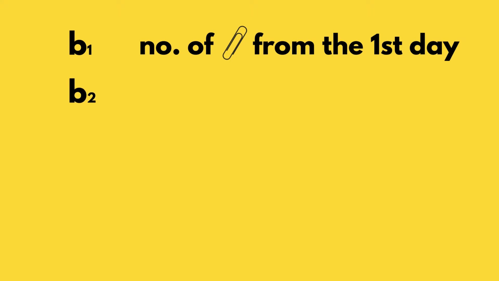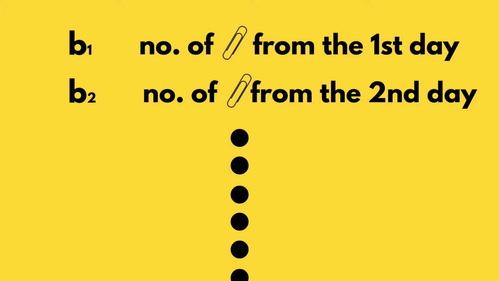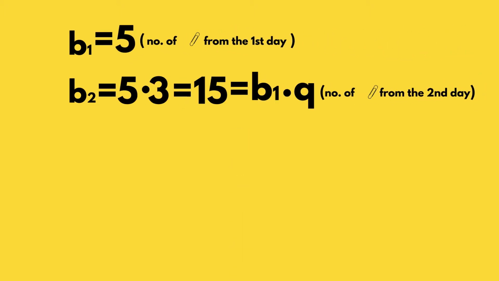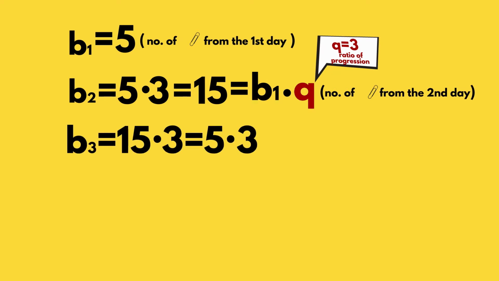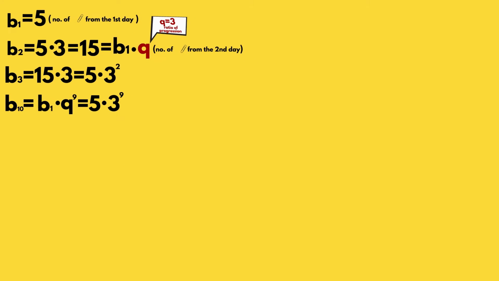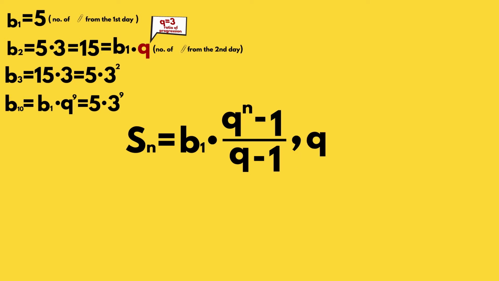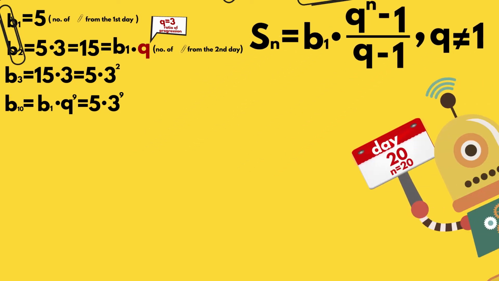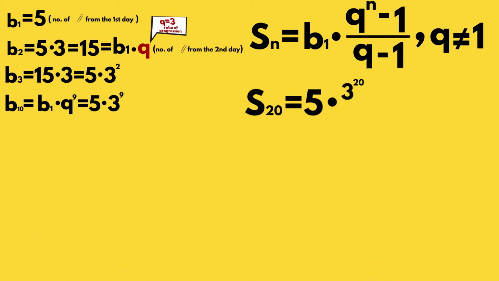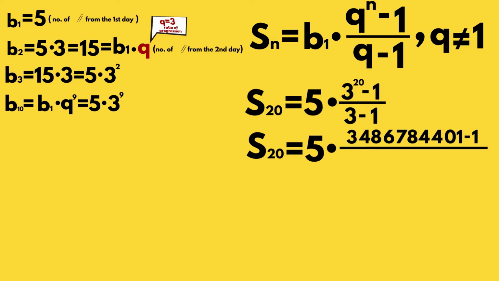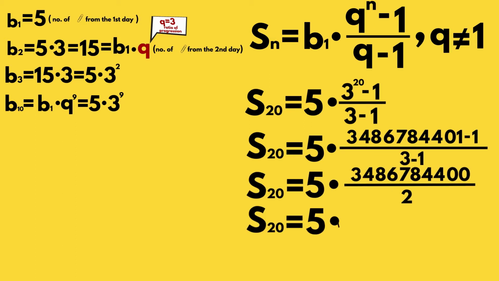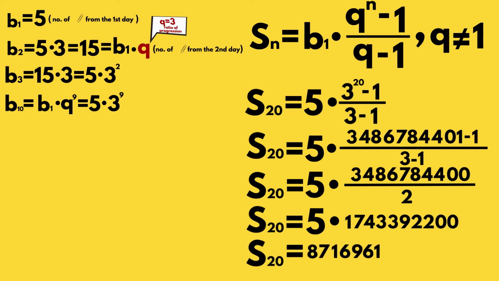Let's represent the number of paper clips produced on the first day as B1, the number produced on the second day as B2, and so on. If we represent the number of days of production as N, we can work out the number of paper clips produced over any period of time as follows. Let's look at a period of 20 days. N equals 20, so we have this equation. This being the total number of paper clips made in 20 days.